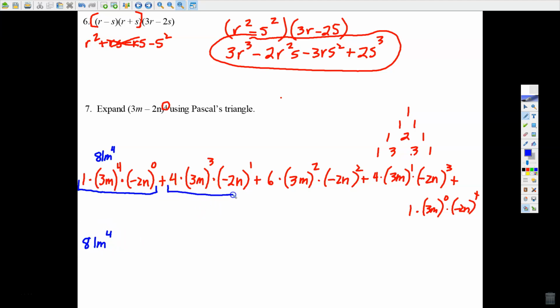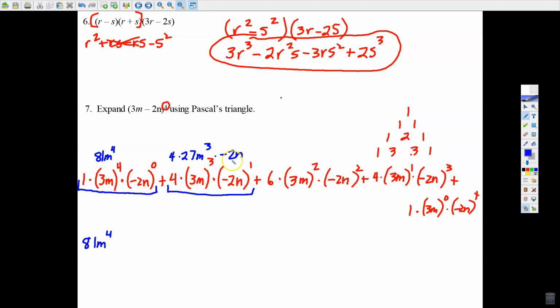All right, let's work on the next term. Before I multiply, I have to do these powers. So 3m, all of this raised to the third. Well, 3 to the third is 27. And then m to the third. And then, of course, if I raise negative 2n to the first, it's just negative 2n.